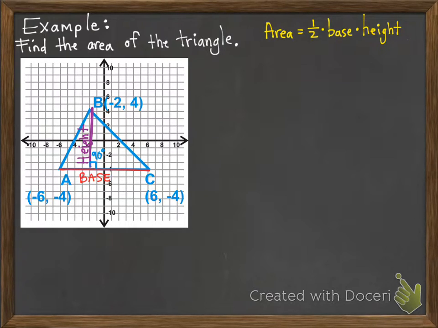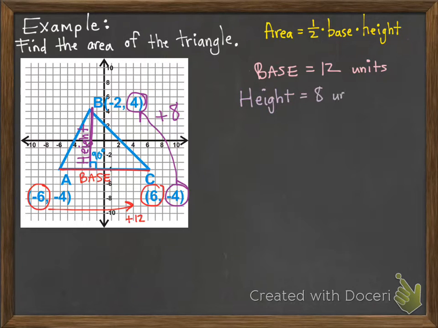Now let's go ahead and find those numbers. The base goes from -6 to 6 on the x-axis, which adds 12 units from A to C, meaning that the distance from A to C is 12 units. The height goes from -4 to 4 on the y-axis. This is increasing by 8, which means that the height going from that base between A and C up to the point B is exactly 8 units. You can simply count squares if you need to on this step.